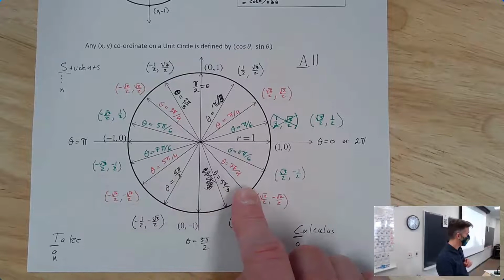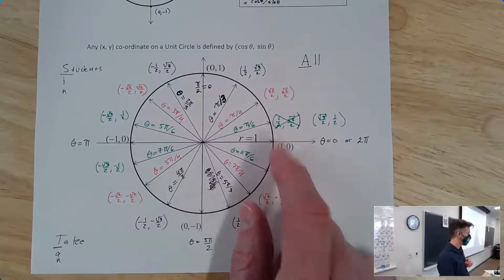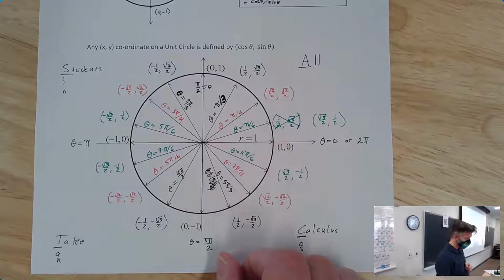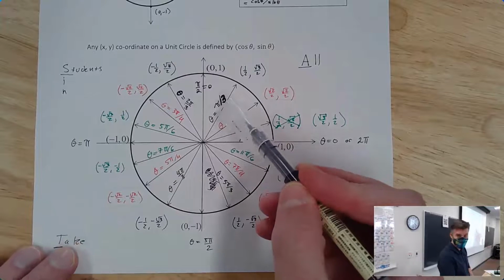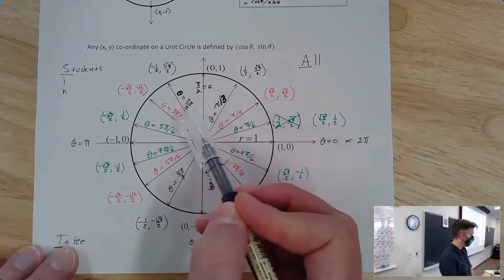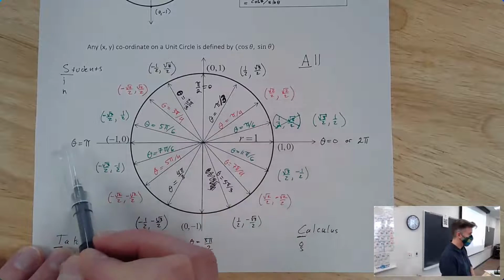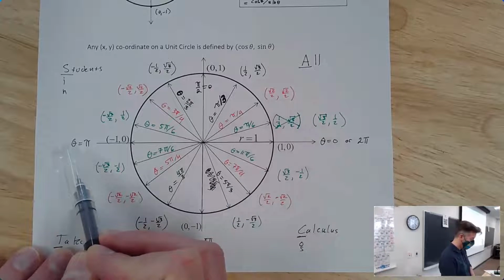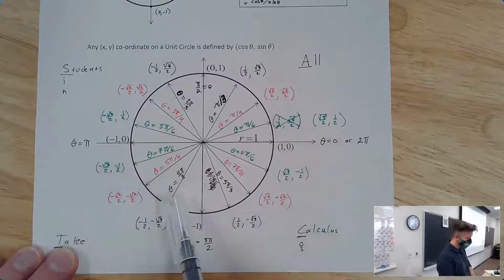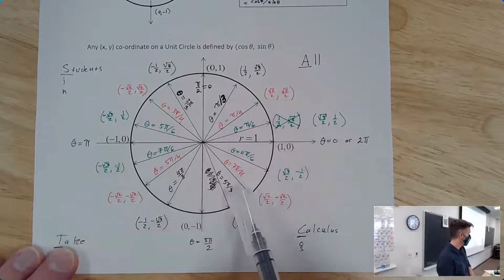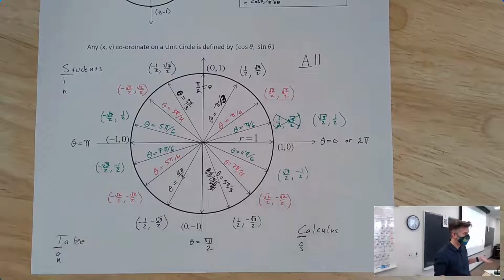7 pi over 4 is in the fourth quadrant. 8 pi over 4 reduces. It works for the pi over 3s as well. 1 pi over 3 is in quadrant 1. 2 pi over 3 is in quadrant 2. 3 pi over 3 reduces to pi. 4 pi over 3 is in quadrant 3. 5 pi over 3 is in quadrant 4. It's kind of a neat pattern.